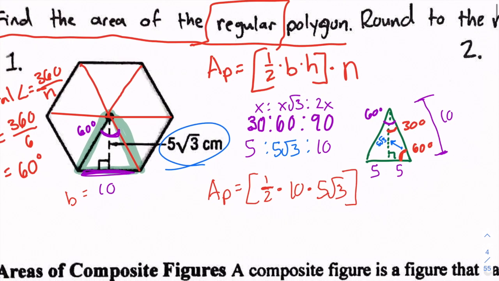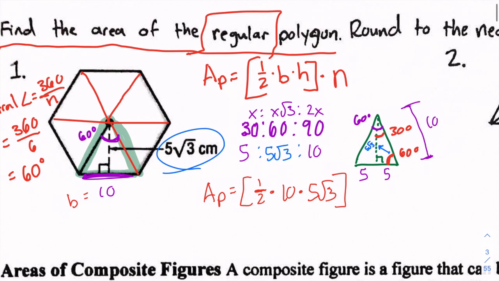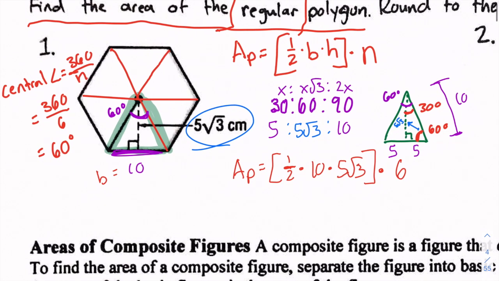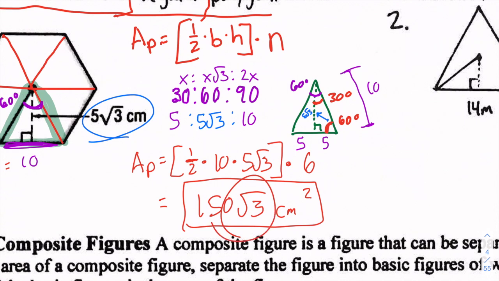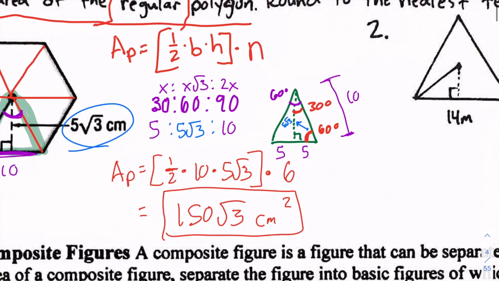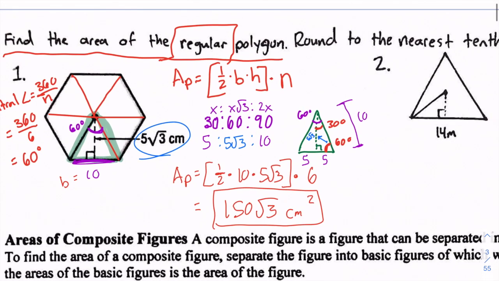And then how many triangles do I have? I have 6 of them, so multiply by 6. Simplify all of this, so you should get 150 times radical 3 centimeters squared. I know it says round to the nearest tenths, but if you get a whole radical like this, just leave it as a radical, unless it's like super weird decimals. In general, I prefer radicals over decimals, okay? So that would be your answer.